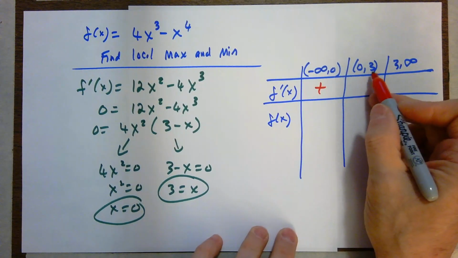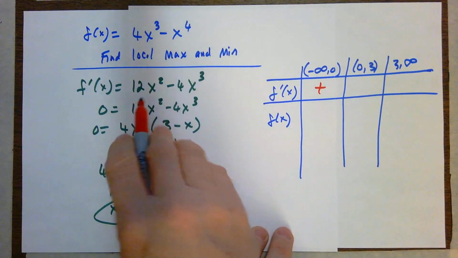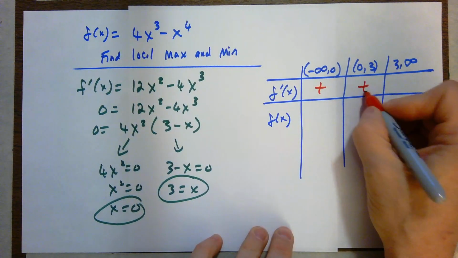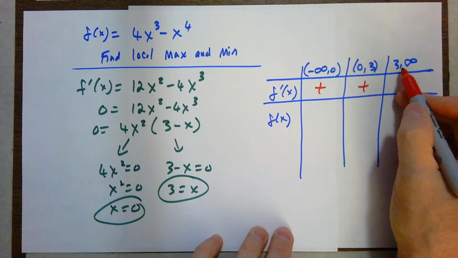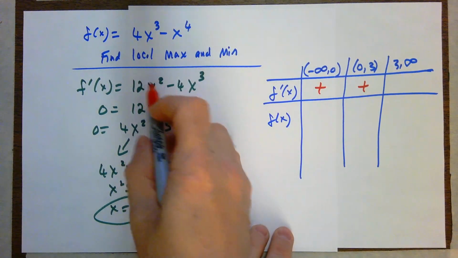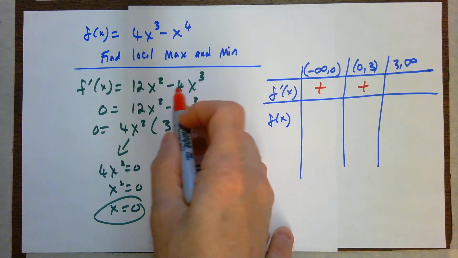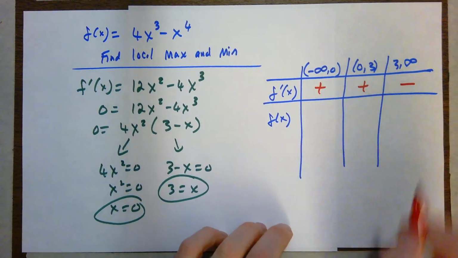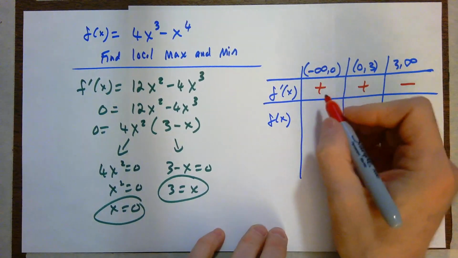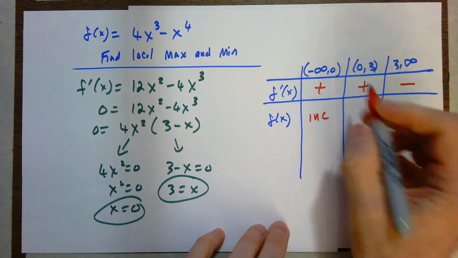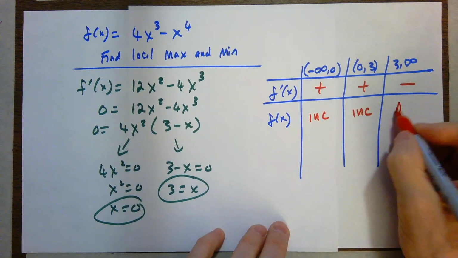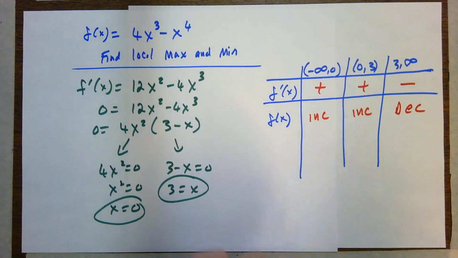Between 0 and 3, pick a number like 1. If I plug 1 in here, 12 minus 4, I'm going to get a positive number as well. If I pick numbers bigger than 3, something like 100, this is going to become really, really big, and this is going to be negative. So what does that tell me about the original function? It is increasing over this interval, it is also increasing here, and it is decreasing there.